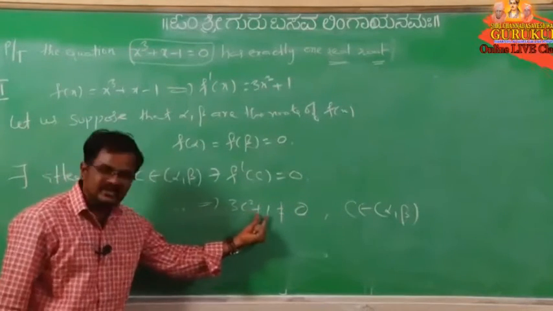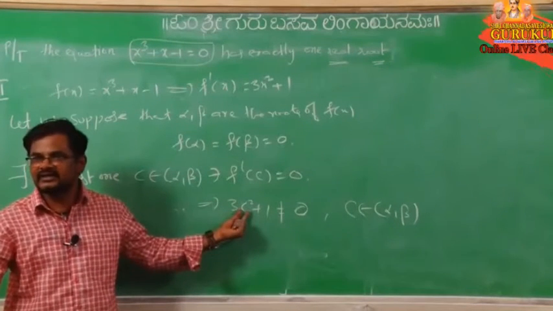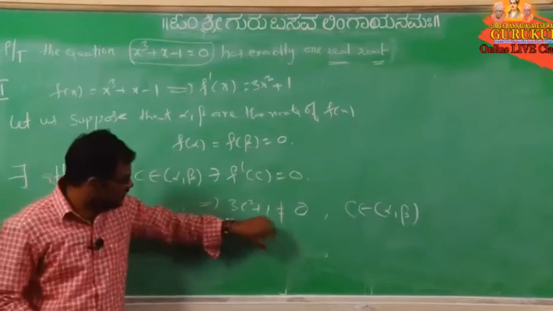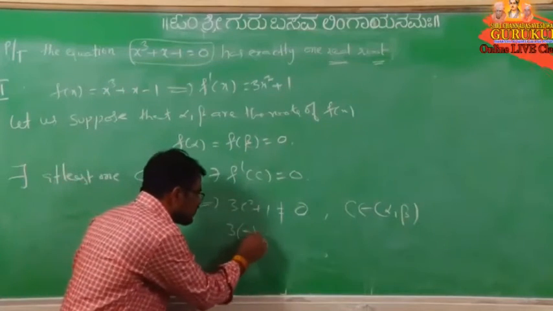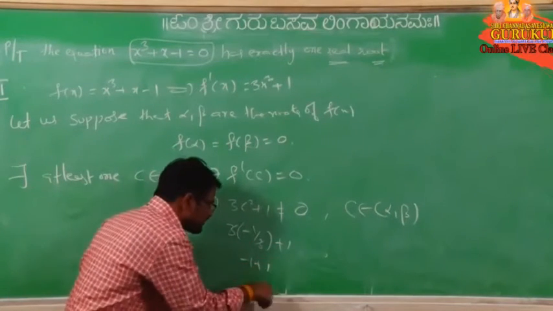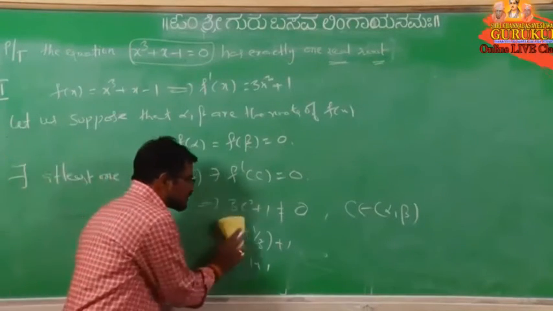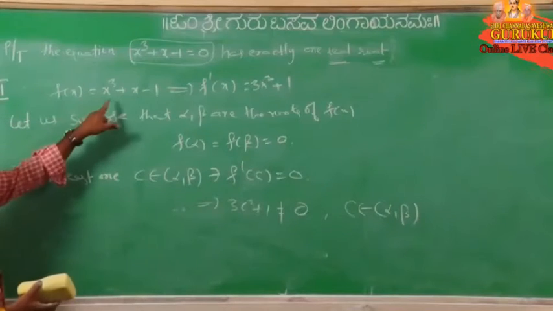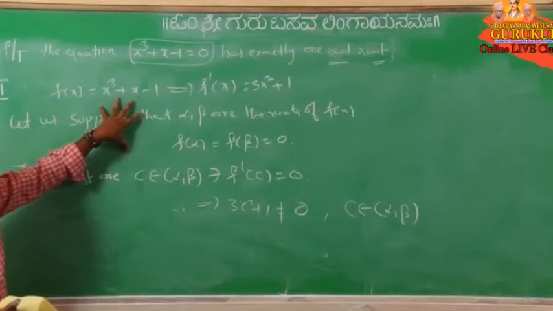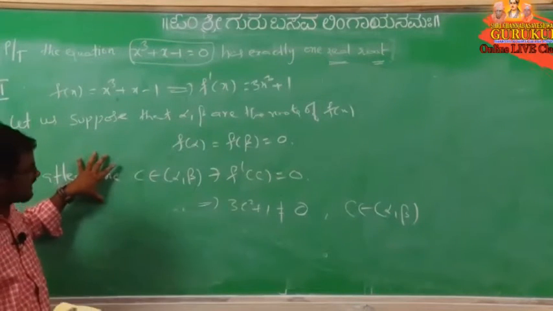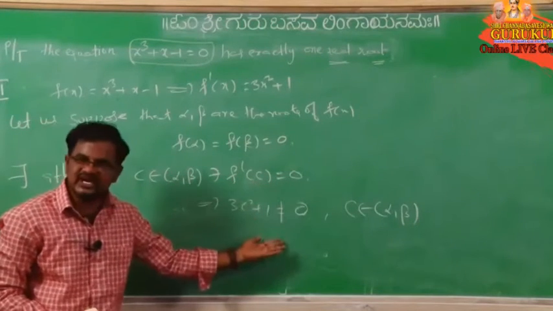Because here plus 1 is there, here 3 is there, and c square is there. To get 0, c square should be minus 1 by 3, because 3 into minus 1 by 3 is minus 1, which cancels with plus 1. But is there any chance that c square equals minus 1 by 3? No. So you took alpha, beta as the two roots, satisfying the three conditions of Rolle's theorem. So definitely one point belonging to alpha, beta should satisfy first derivative equal to 0, but it is not satisfied.